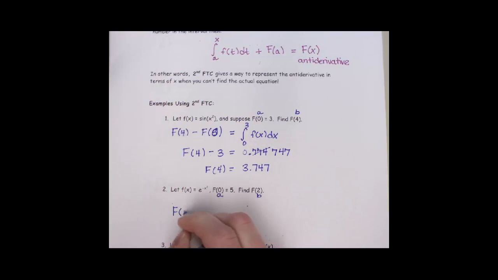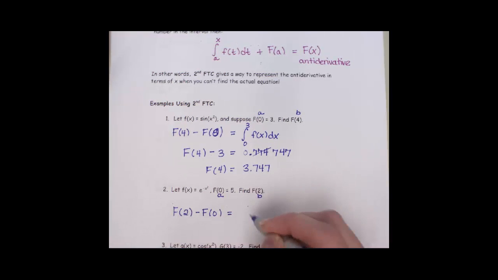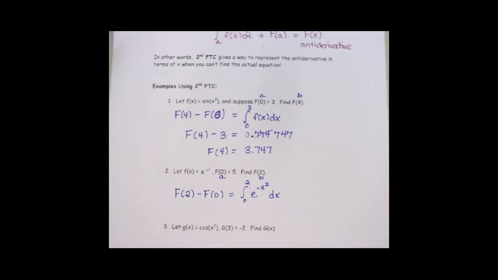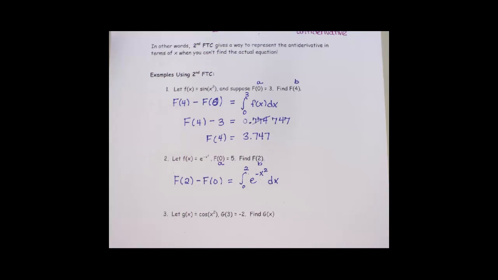So we would do f of 2 minus f of 0 equals the integral from 0 to 2 of e to the negative x squared dx. And again, e to the negative x squared, if you were going to think about taking the derivative of that, you would have to use chain rule. And so this is, again, an integral you could never solve by hand. You can only solve it in the calculator.